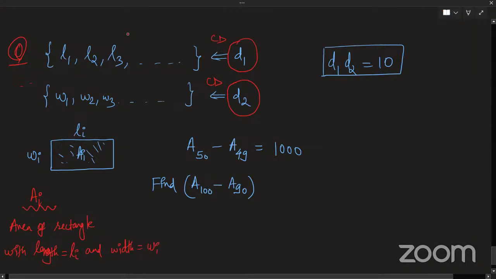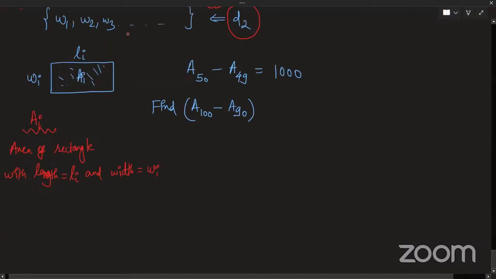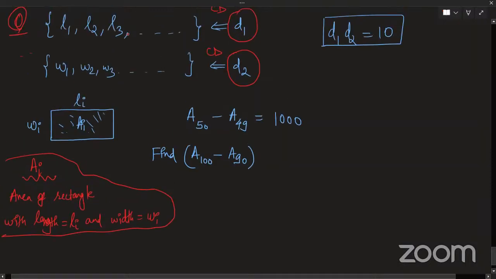I have chosen any value of i. If I choose i as 1, my length will be L1 and width will be W1. If I choose i as 2, length will be L2 and width will be W2. Ai is the area of the rectangle with length Li and width Wi. I'm telling you that A50 minus A49 is 1000, so I need you to find the value of A100 minus A90. Everyone understood the question, right?